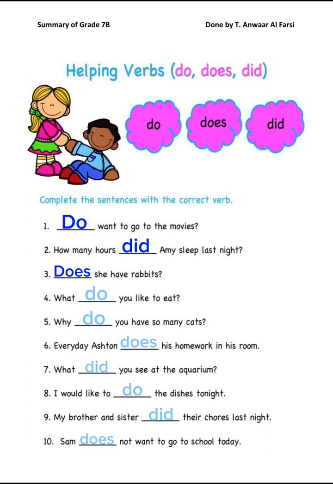8, I would like to do the dishes tonight. 9, my brother and sister did their chores last night. 10, Sam does not want to go to school today.